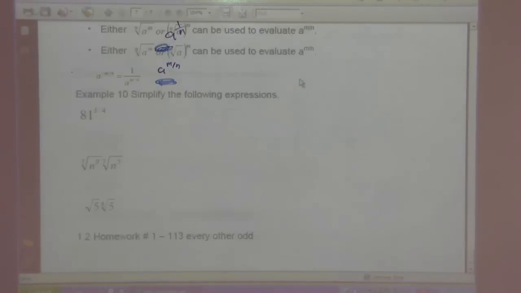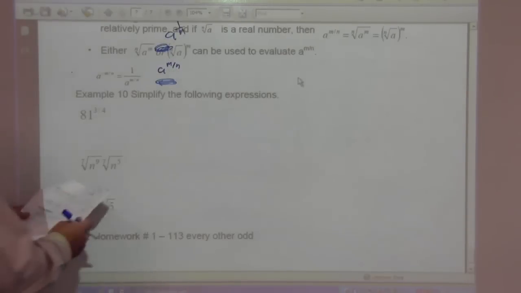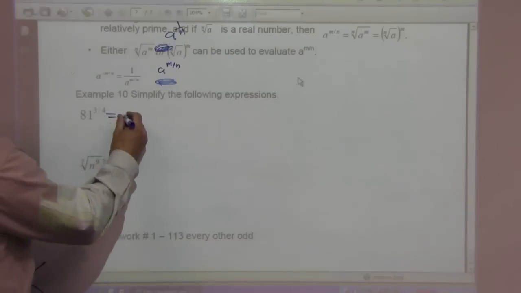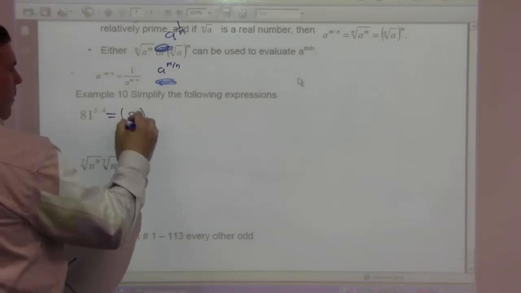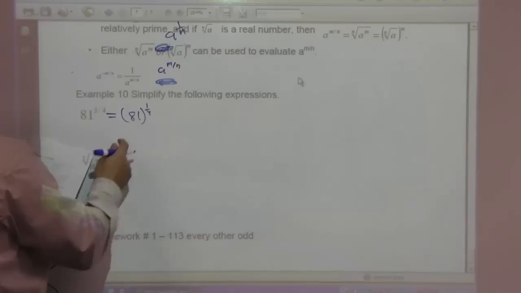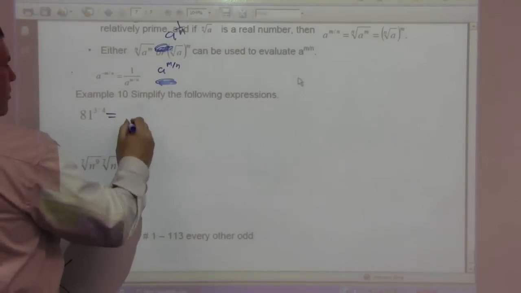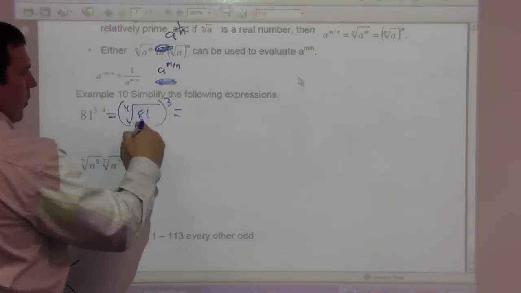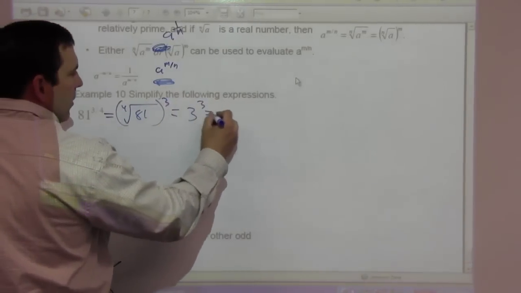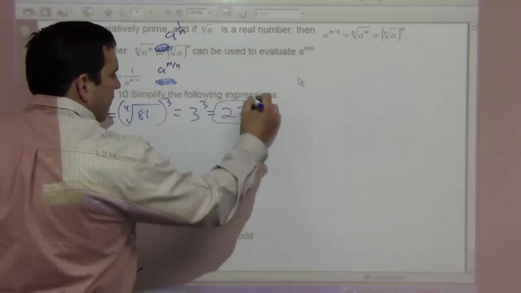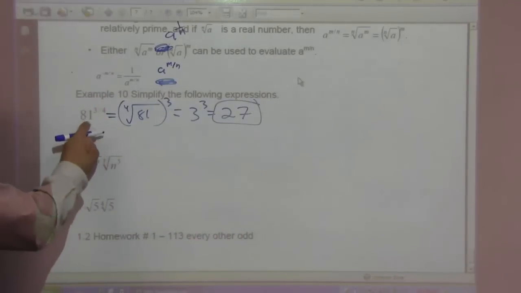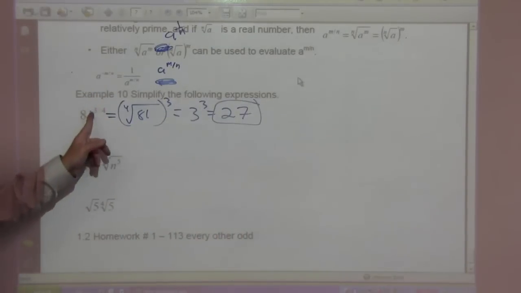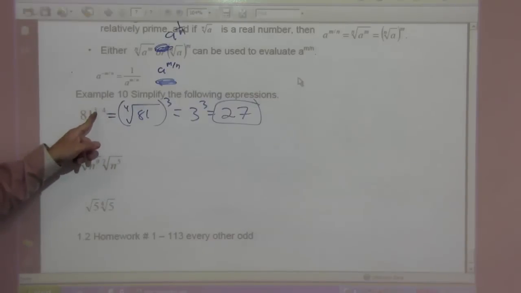Okay, so our last three little examples here. 81 to the 3/4 power, that'd be like 81 to the 1/4 power. Actually, I'll just do this. It should be the 4th root of 81, and we'll cube that. 4th root of 81 is 3. 3 cubed is 27. Now, if you're doing these in the calculator, make sure you put the power in parentheses. Otherwise, it'll raise it to the first power, and then divide the whole answer by the second number.